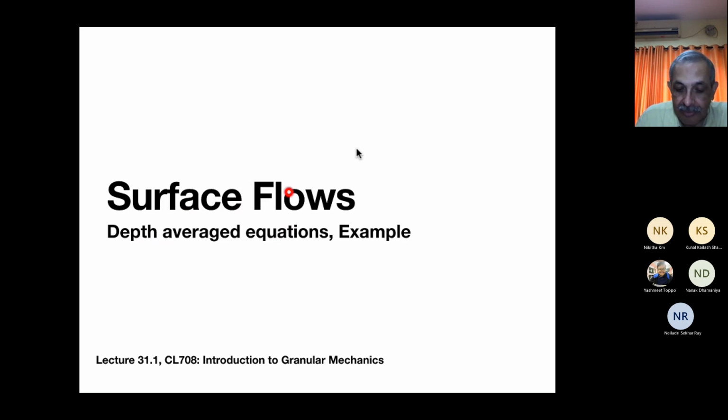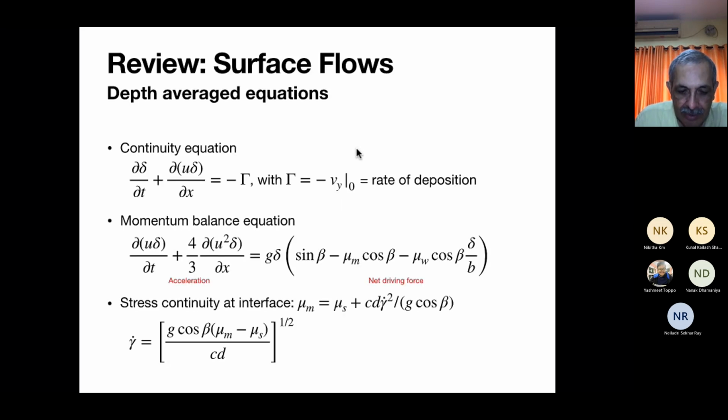And the key aspect of surface flows is that material can deposit on the interface, or the interface can erode, and as a result the heap shape can change. So here are the equations. When we averaged and so forth, we got the continuity equation became like this.